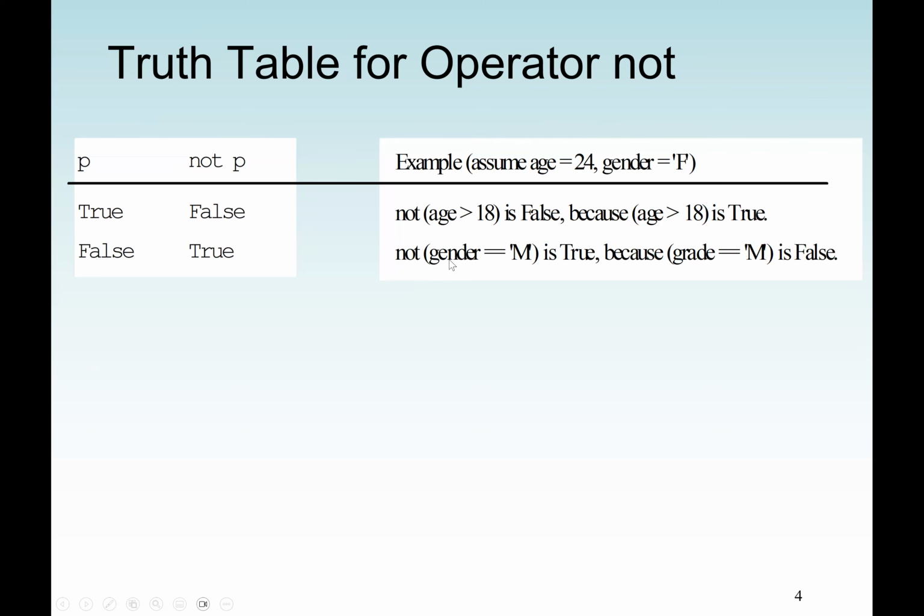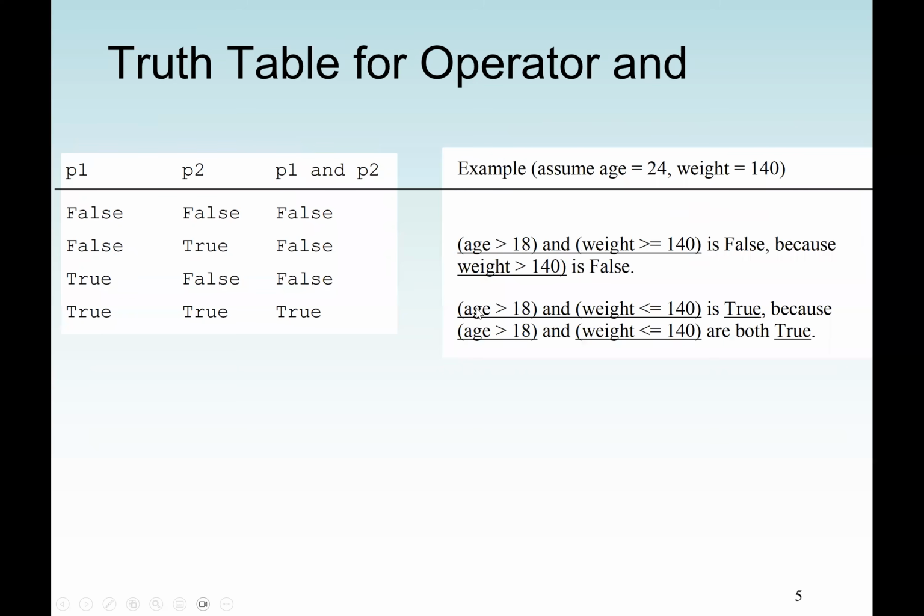Now, not gender M, male, means if it's not male, it's female. And our gender is female, so it's true. So not true is false, not false is true.